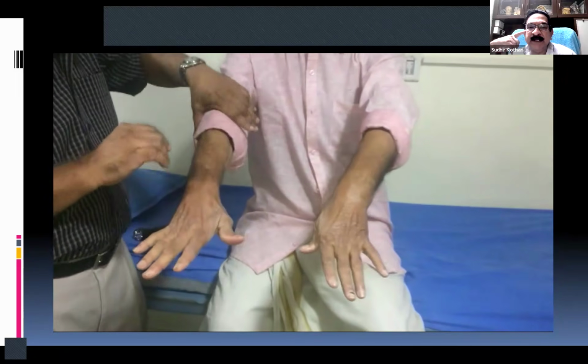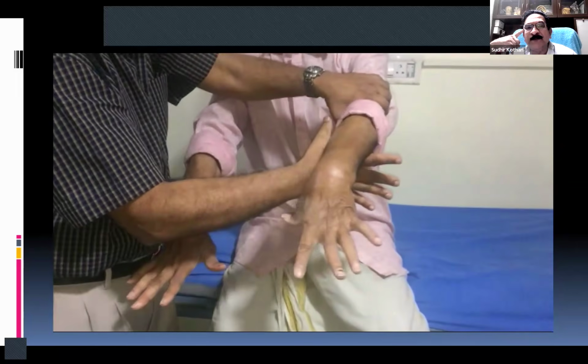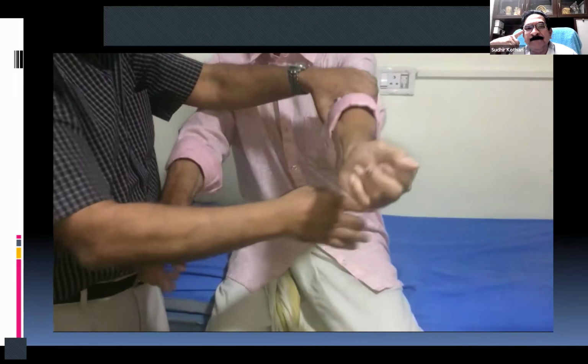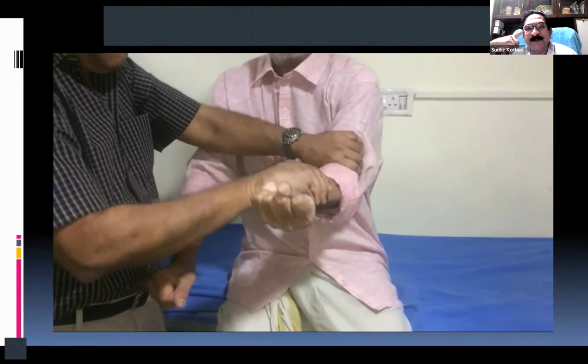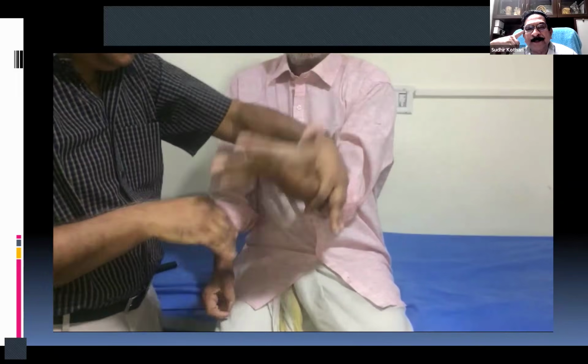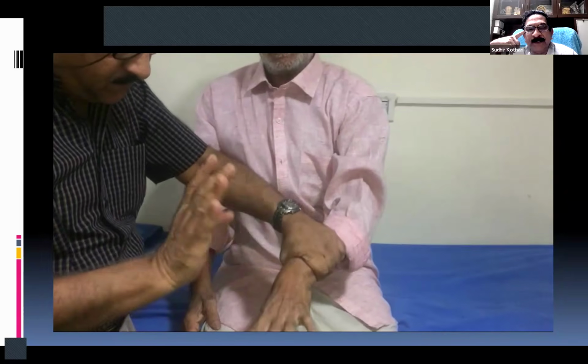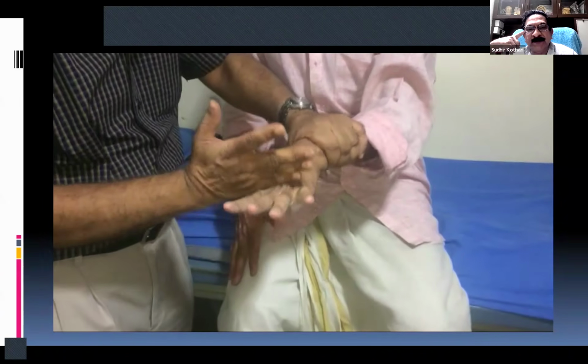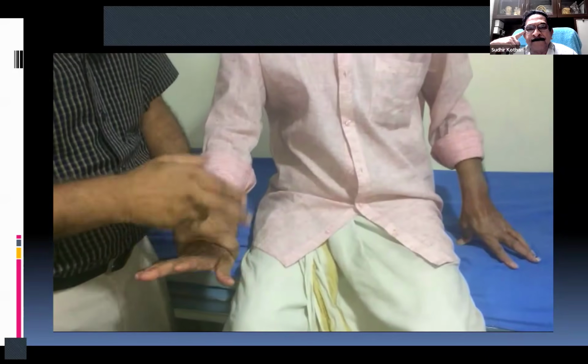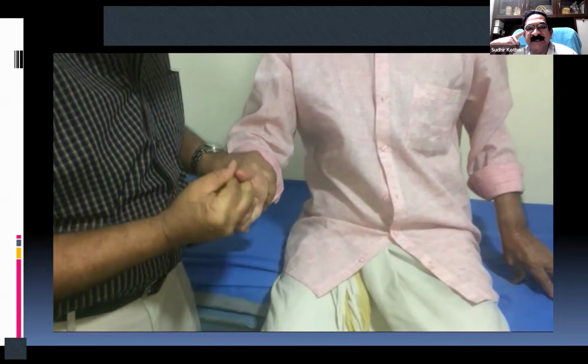Ask him to open the eyes. Again, there is a mild difference, but it is still more aggravated by eye closure, though still present on eye opening. So, power is 4 plus in the proximal muscles. Resistance was weak. Finger resistance was also weak. Hand grip was weak on the left side.